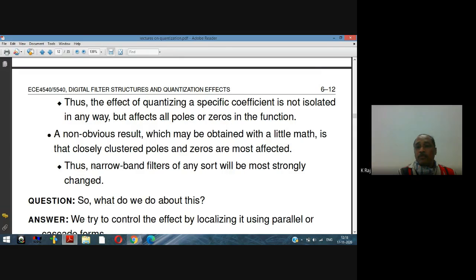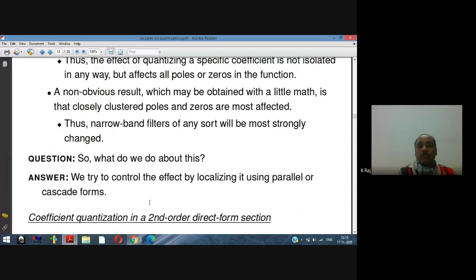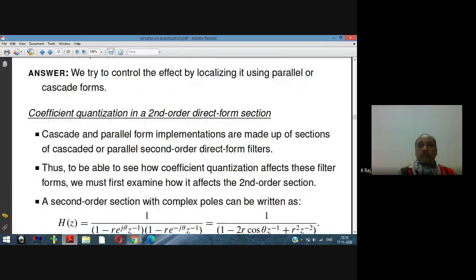What is the meaning of this? Narrow band filters, narrow band low pass and high pass filters of any sort, will be strongly changed. They will be more affected by the quantization. Which type of filters will be more affected? Naturally, the narrow band filters will be more affected by the quantization. So what do we do about this? We try to control the effect by localizing it using the parallel and cascade forms.